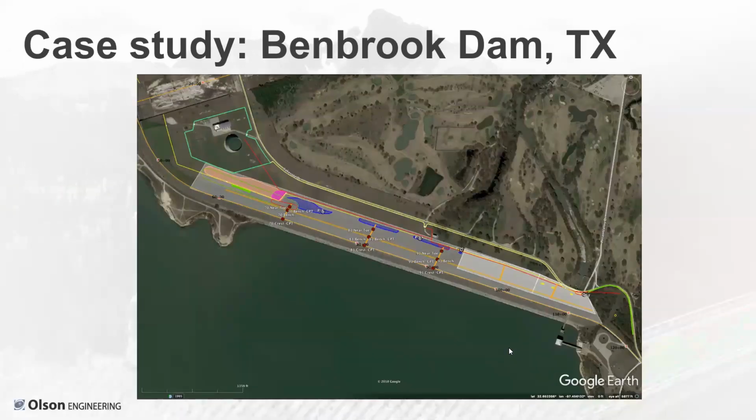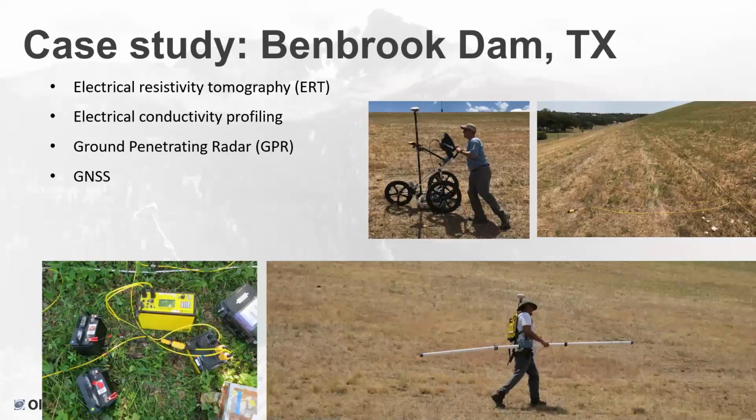So we've zoomed in a little bit more on that figure from the right, and we tried to cover as much of this as possible in a little over a week of data collection. So what did we do there? We did a number of methods. The main focus was electrical resistivity tomography. Then we also did electrical conductivity profiling, or frequency domain EM, FDEM, ground penetrating radar, and a number of GNSS measurements, both to locate all of our measurements and to understand the elevations.